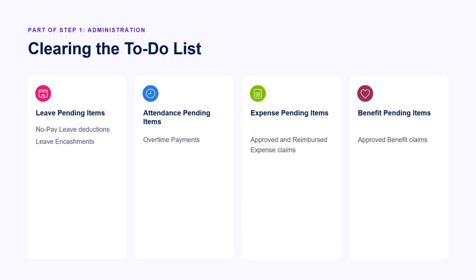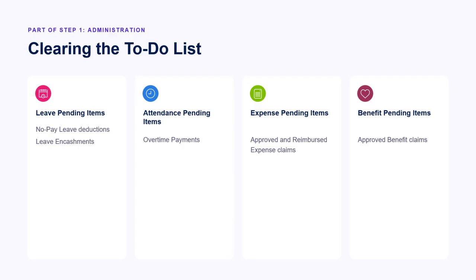I'll give you examples. For the leave module, you may see here no pay leave deductions or leave encashment transactions. For the attendance module, approved overtime records will show here. Expense module, approved and reimbursed expense claims, and benefit module, approved employee benefit claims. Before processing the payroll, make sure that all these pending transactions have been reviewed and added to the employee's payroll record.